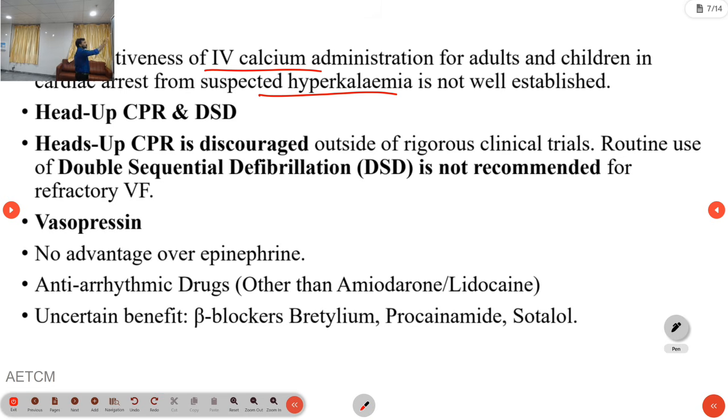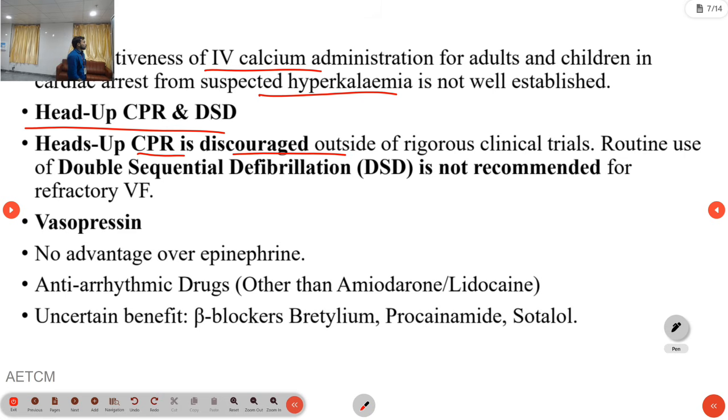Then the next thing is head up CPR and double sequential defibrillation. Head up CPR is discouraged outside of rigorous clinical trials. So AHA is discouraging head up CPR. While we are performing chest compressions, we have to make sure that we monitor the high quality chest compressions. We have to see what is happening, and we need to perform high quality chest compressions.